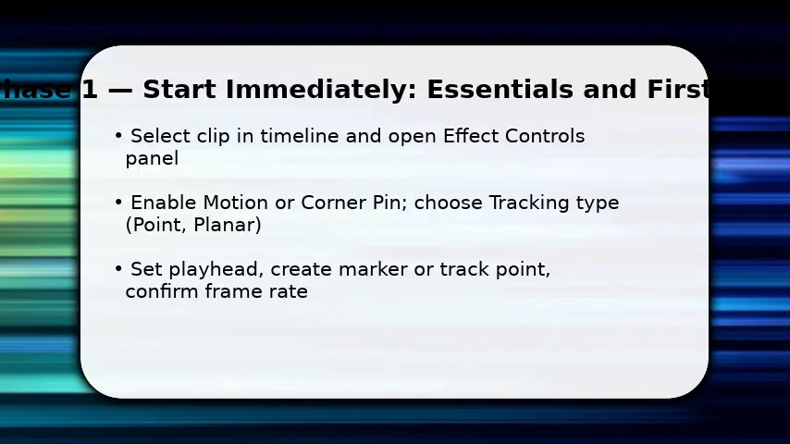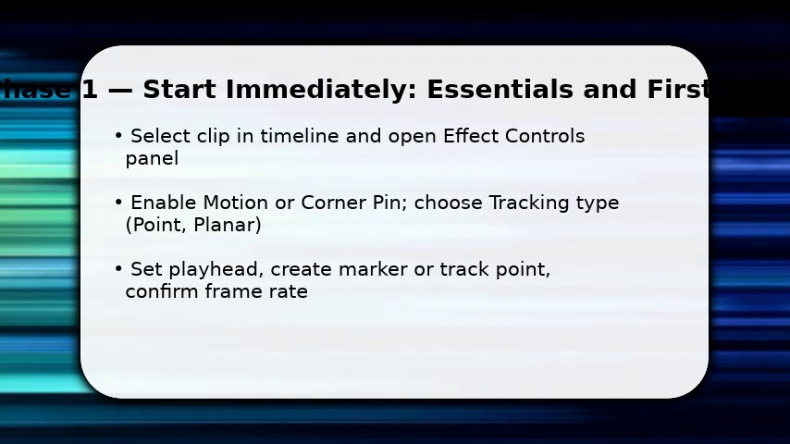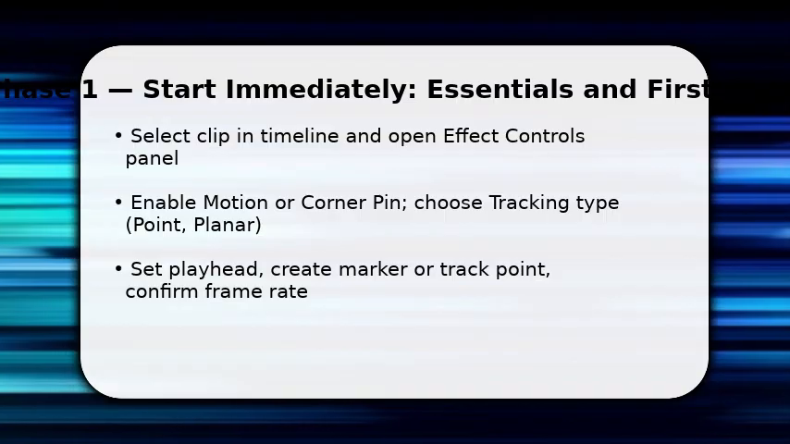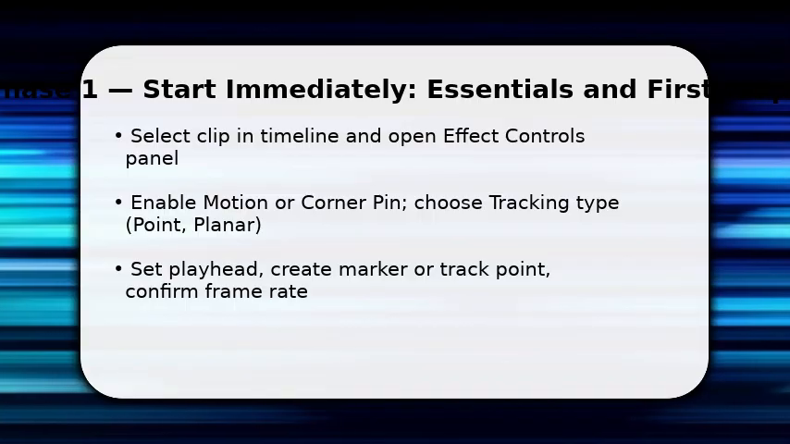You start by selecting the clip and opening Effect Controls. This places tracking tools front and center. Once done, enable the appropriate tracking parameter, motion for simple position, corner pin for perspective, so Premiere knows what to follow. Make sure to set the playhead at a clear reference frame, then add a tracking marker or point. This initial setup speeds the rest of the track and prepares you to analyze movement accurately across the sequence.